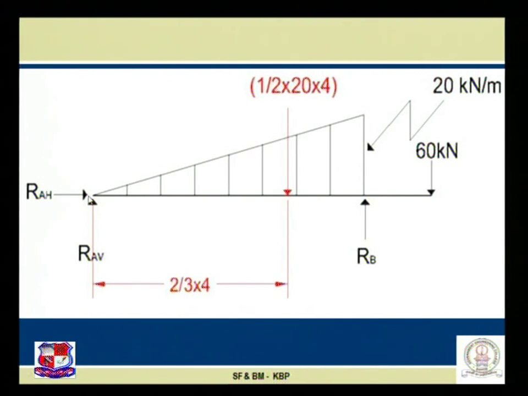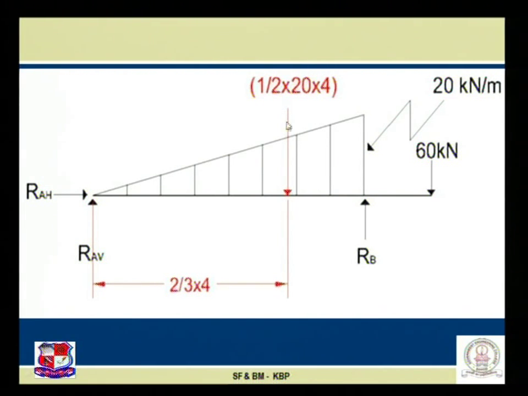Now when we are taking the moment of all the forces, RAH, which is acting at A, obviously has zero moment. RAV is also acting at point A, and we are taking the moment at A, so we do not have any perpendicular distance, because the moment is nothing but the force into perpendicular distance. So RAV into 0 is 0, so this force and its moment are nullified by taking the moment at A.